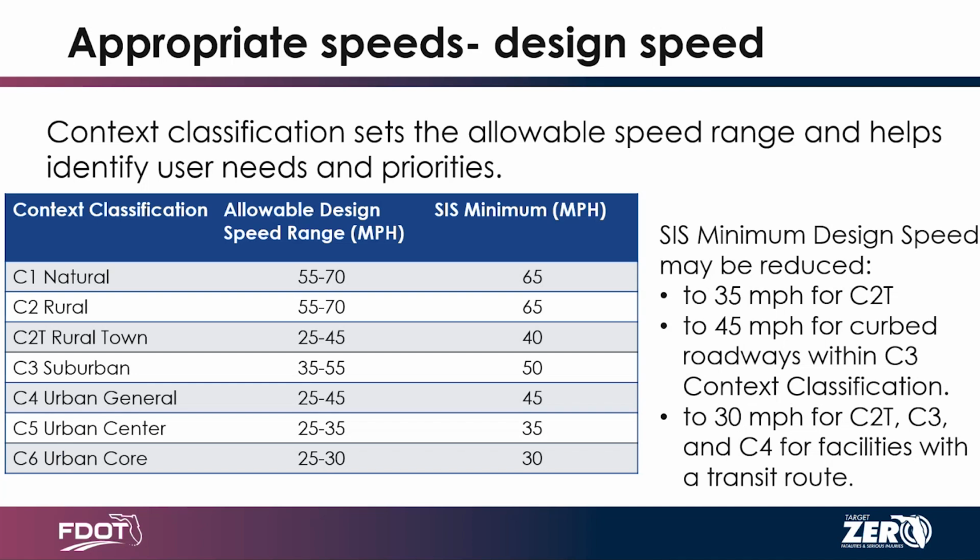And then you can go to 30 miles an hour for C2Ts, C3s, and C4s for facilities with a transit route. So you're still seeing that acknowledgement that, hey, once you start adding in more vulnerable users, more vulnerable contexts, even the SIS starts to drop off. What we're seeing is, and it's a mindset shift, right?